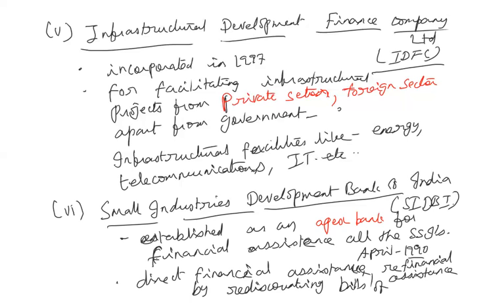And as an apex bank, it also undertakes the coordination of all the other financial institutions which are involved in lending loans to the small scale industries. It is also involved in the promotion and development of whatever measures have to be taken for the development of rural areas. So if any financial institution is undertaking activities for the development of rural areas, all those activities are coordinated by SIDBI, because it is an apex bank for the development of small scale industries. Okay, so now these are all the various sources of industrial finance for the country.